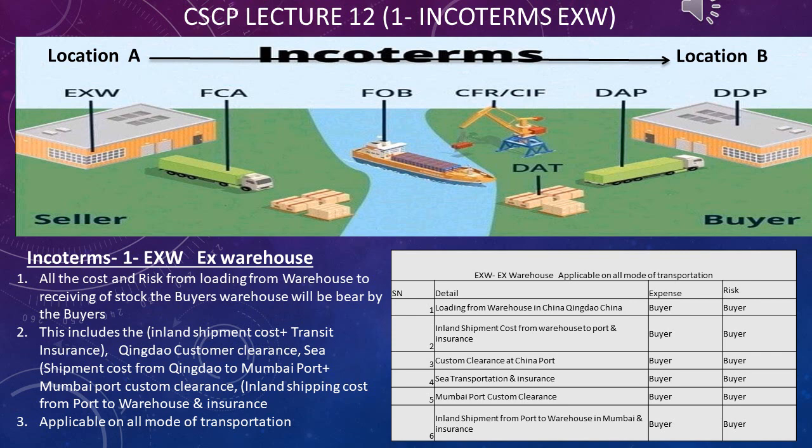There is EXW, the ex warehouse. This is location A, and there is location B, that is the warehouse of the buyer in Mumbai. So all costs incurred from point A to point B belong to the buyer. So all such costs will be borne by the buyer.